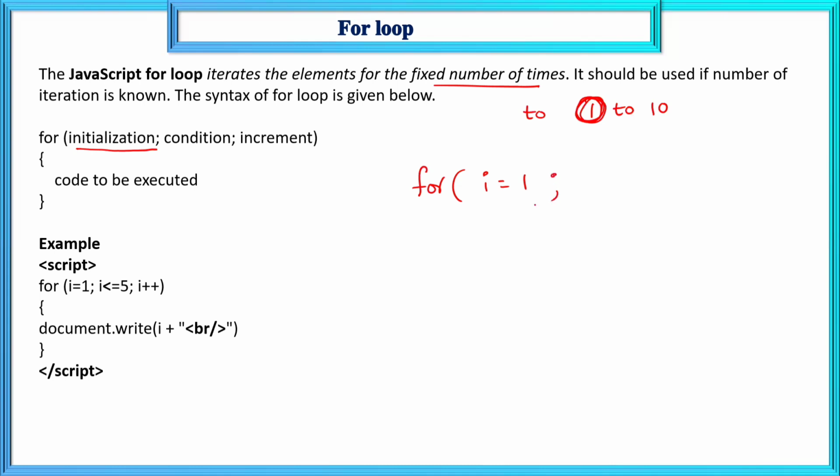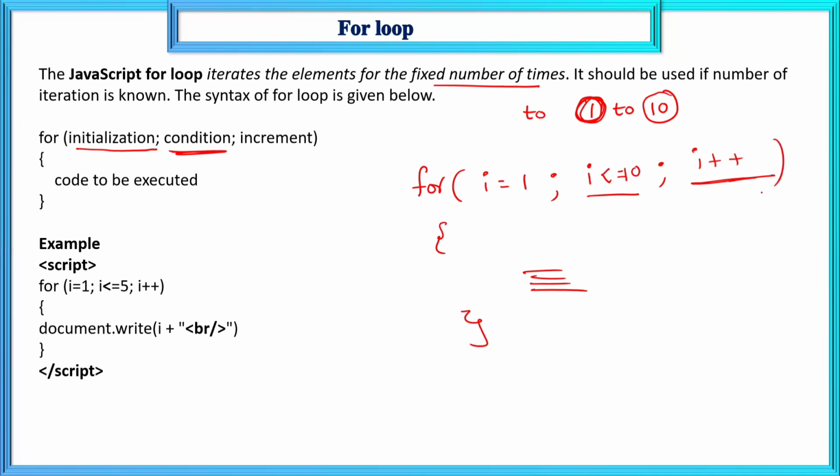Okay, semicolon followed by condition. Condition specifies how many times you want to repeat the loop, up to 10. i is the variable. Now i value is less than 10 or less than or equal to 10. This is the condition. First initialization is performed and the condition is evaluated. If it is true, the statement written inside is executed. After this, move to here, where you are writing the updation. According to your requirement, you can use either increment or decrement.